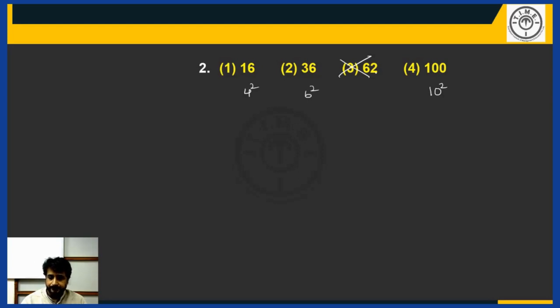Okay. Next. 83, 89, 91, 97. Are you able to recognize these numbers? 83, 89, 97. 83 is a prime number. 89 is also a prime number. 97 is also a prime number. Whereas 91 is not a prime number. It is a composite number. 13 sevens are 91. So which is odd man out? 91. All are prime numbers except 91.